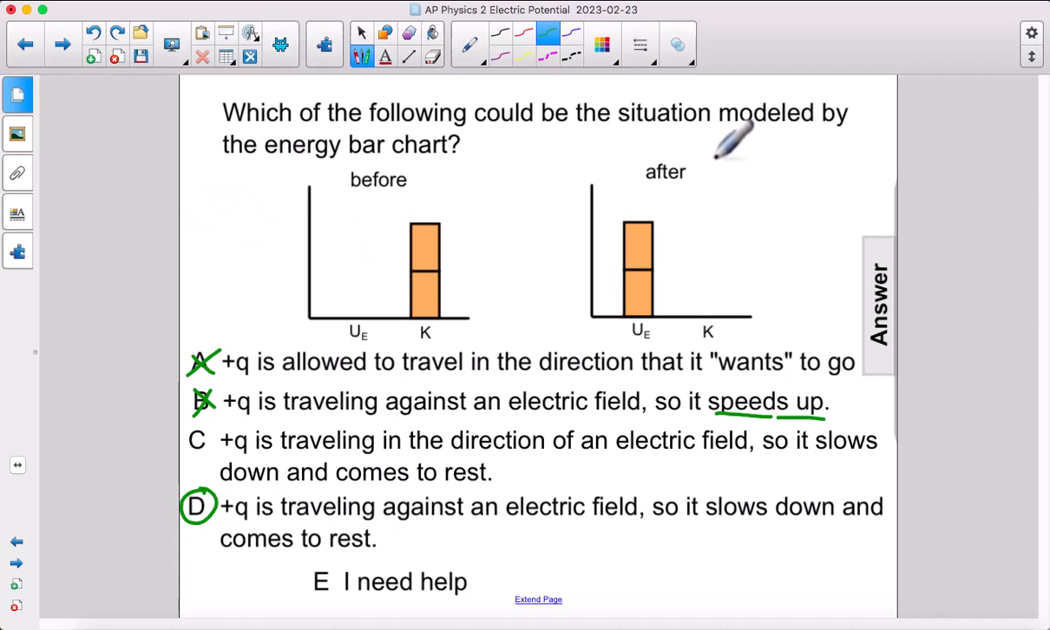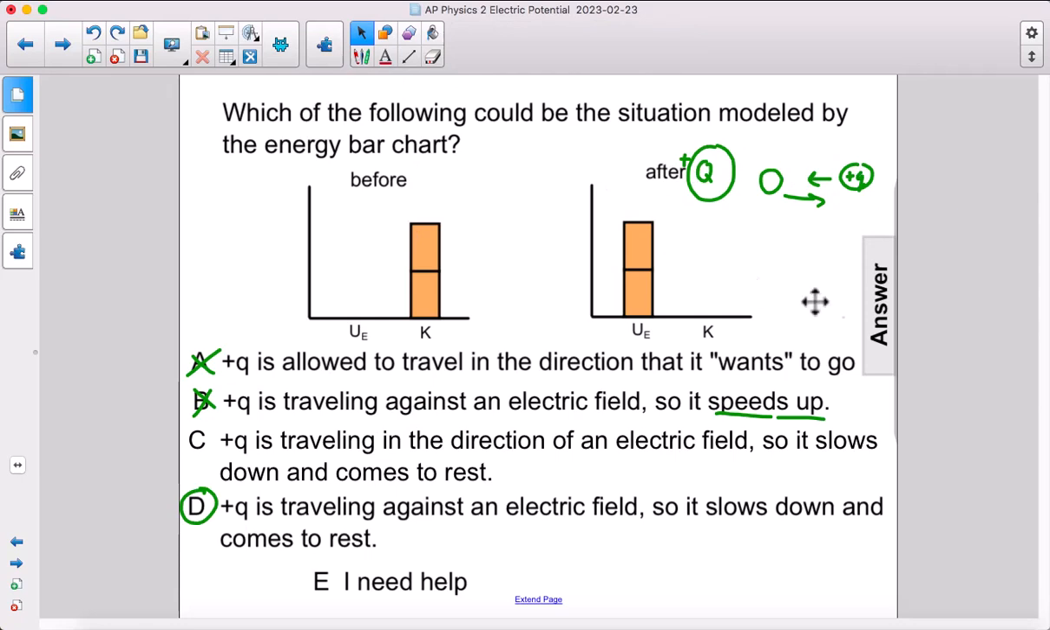So we could draw this like this. We could have a big positive charge here, and maybe little q is flying this way, but as it's getting closer to big Q, that kinetic energy is turning into potential energy until it just stops right there at some point, and all of the energy is potential. It comes to rest in that brief moment, and then if allowed to continue, it would then turn around and start accelerating the other direction. But the answer here is D.